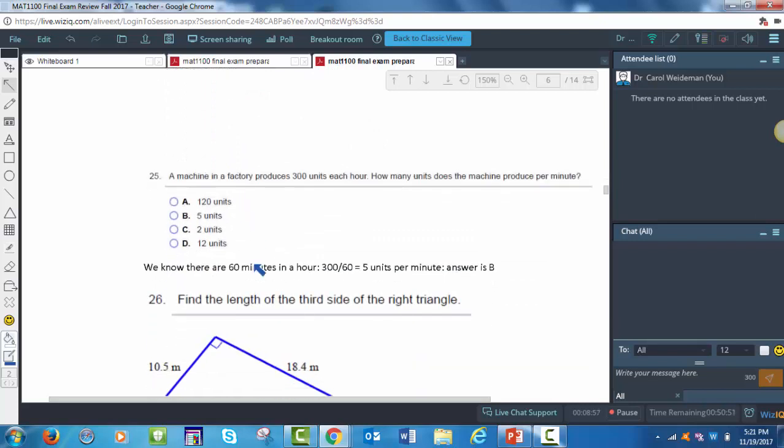A machine in a factory produces 300 units each hour. How many units does it produce per minute? Well, we know there are 60 minutes in an hour, so we can divide the 300 by 60, and we come up with 5 units per minute.